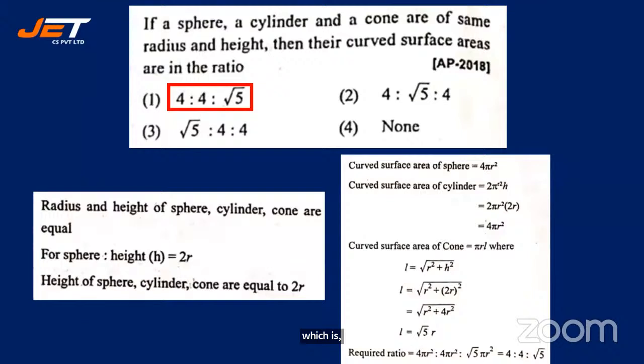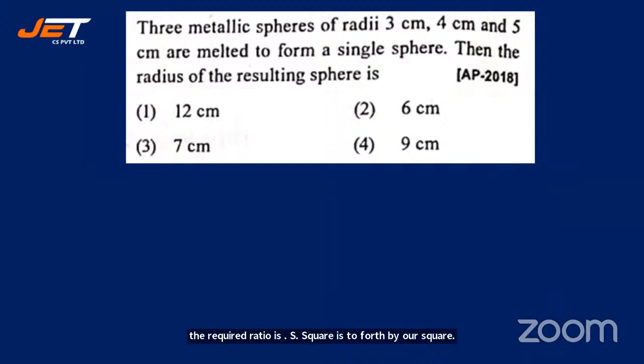Yes. So now what is the curved surface area of the cone? It is pi r l. And we need to find out the slant height. The formula is root of r square plus h square. And substitute the height as 2r. So finally, you will get the slant height as root 5 r. So the required ratio is 4 pi r square is to 4 pi r square is to root 5 pi r square, which is 4 is to 4 is to root 5. All right. Now, see the next question.